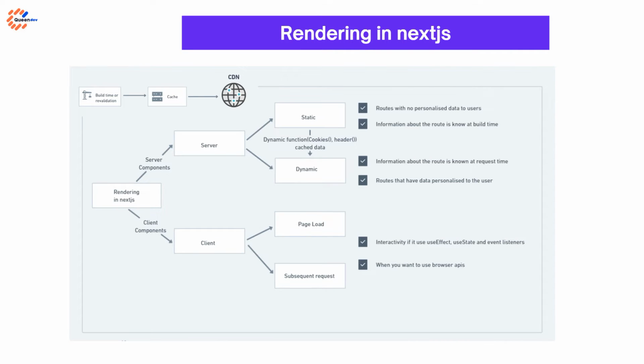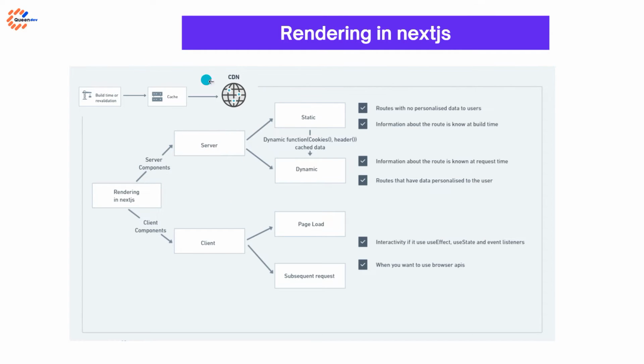So rendering in Next.js also takes two forms. We have client components and we have server components. Here you can render on the client and we can render on the server. Now client components run on both the server and the client, while server components only run on the server.